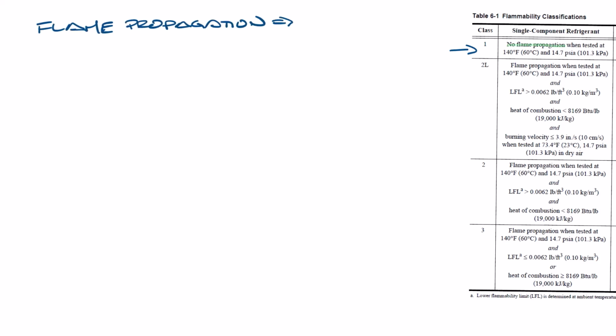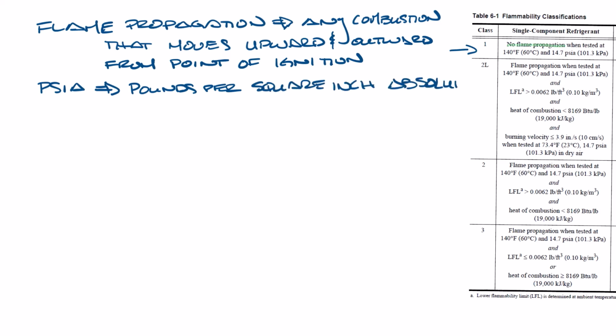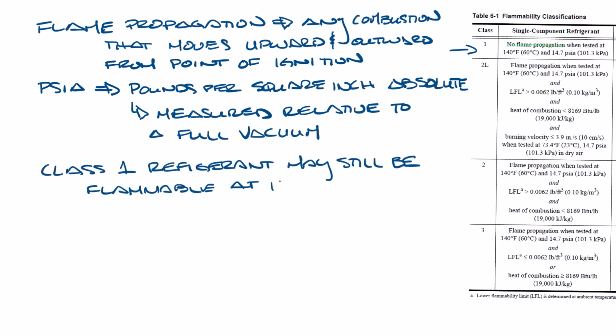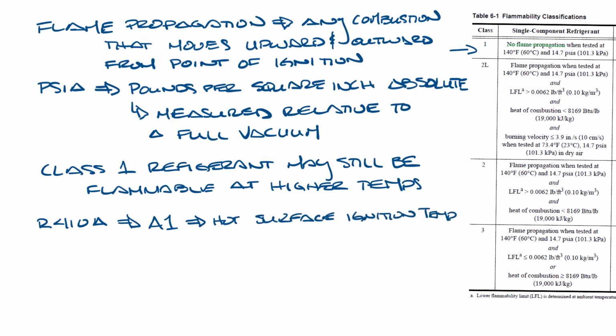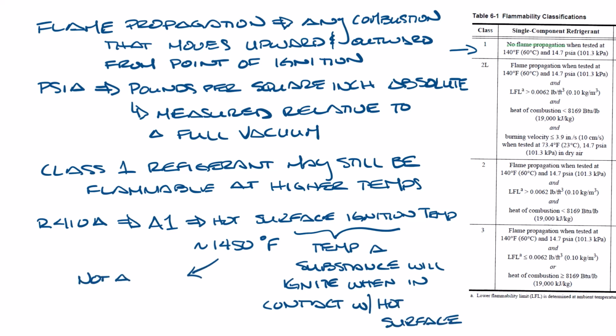Flame propagation is defined as any combustion that moves upward and outward from the point of ignition, and psia is pounds per square inch absolute pressure. Absolute pressure is measured relative to a full vacuum. A Class 1 refrigerant may still be flammable at higher temperatures. For instance, R410A is an A1 refrigerant, but it's estimated to have a hot surface ignition temperature around 1450 degrees. A hot surface ignition temperature is the temperature at which a substance will ignite when it comes in contact with a hot surface. So this isn't a concern for daily operation, but it's good to understand what the flammability rating is telling us.